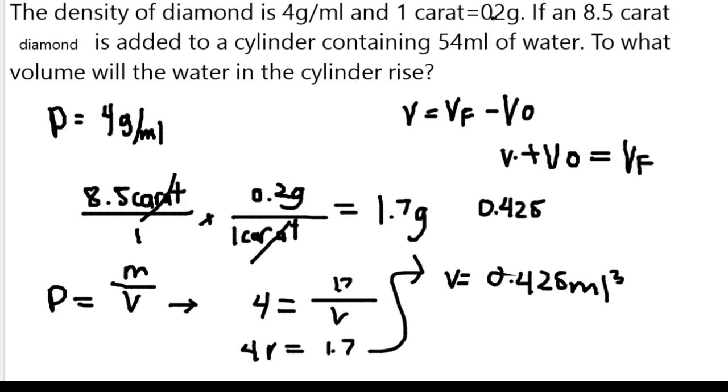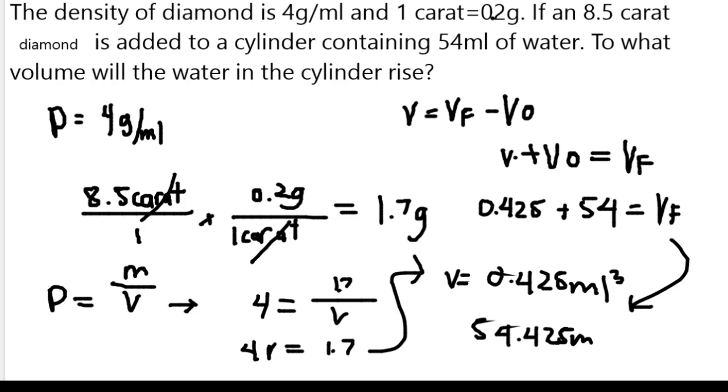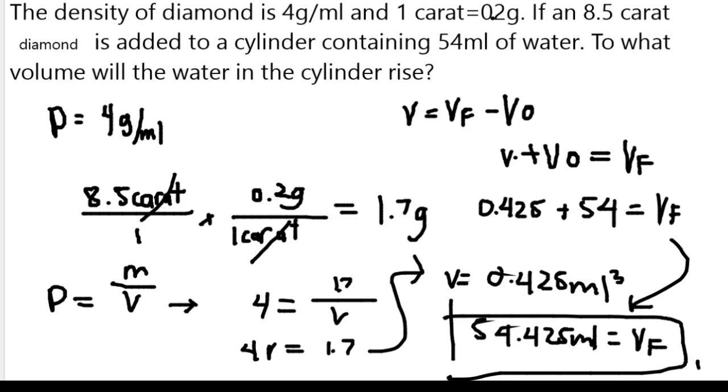And then we can just plug it in here. Our initial volume is going to be 54 ml. And we're just going to add this. So what we got here is 54.425 ml. So this is the final volume after we add the diamond. So it doesn't increase that far, but it still does increase.